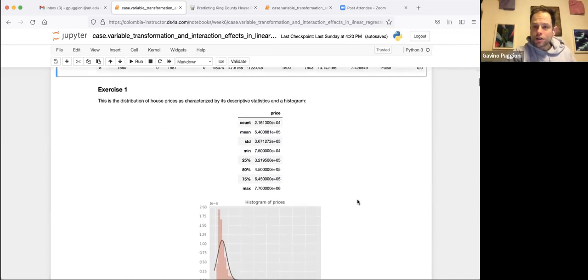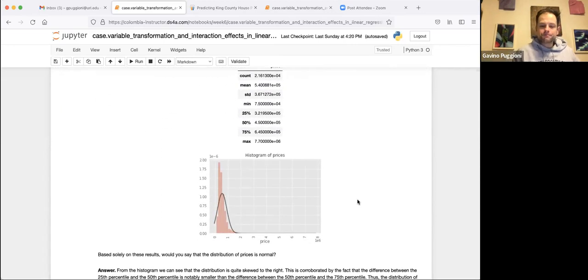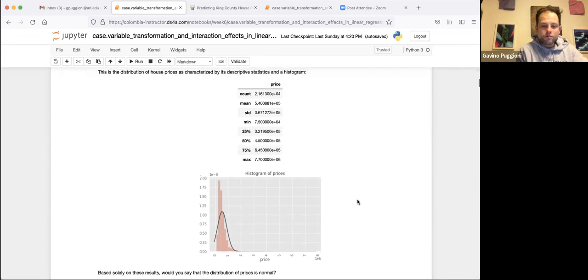So let's take a look at the histogram of the price. When you look at this distribution, you see a histogram, and then you see a smoothed version of a histogram, which is called kernel density estimator. What can you say? Does this distribution look normal to you? And why, or why not? So tell me a little bit. What do you think about this distribution for price?